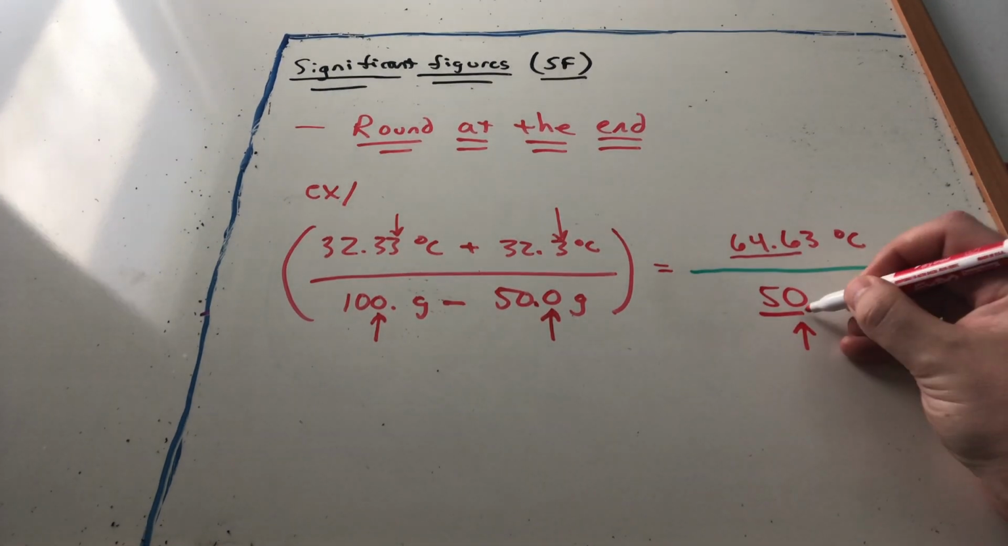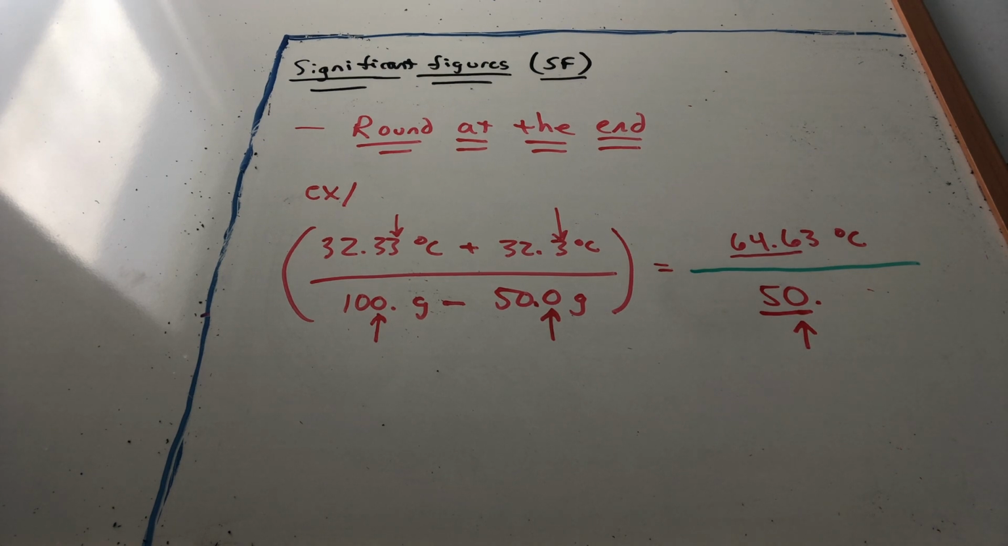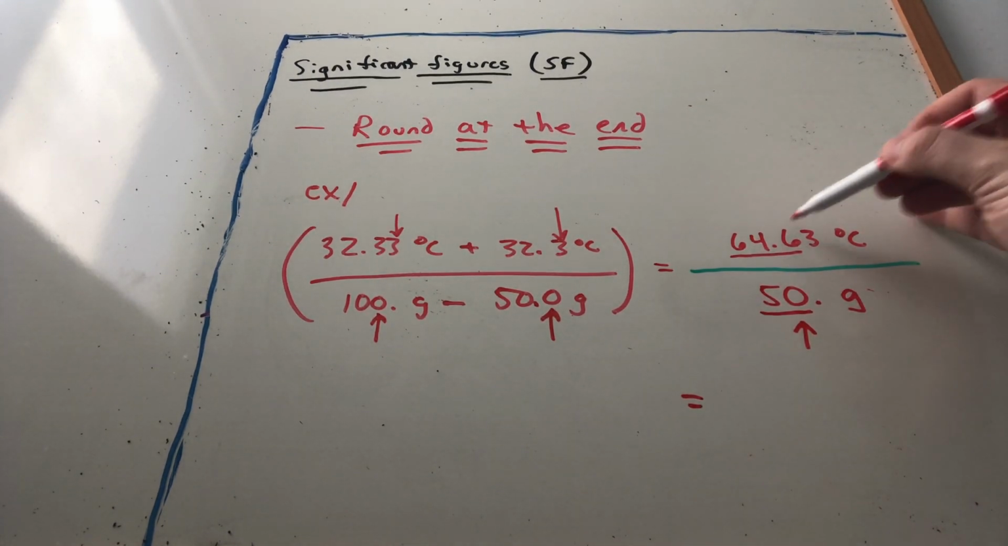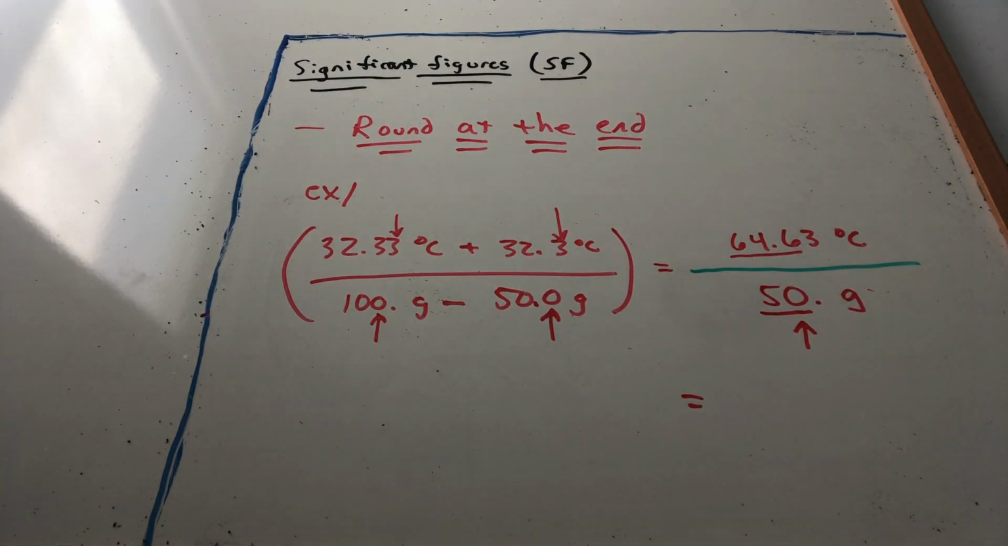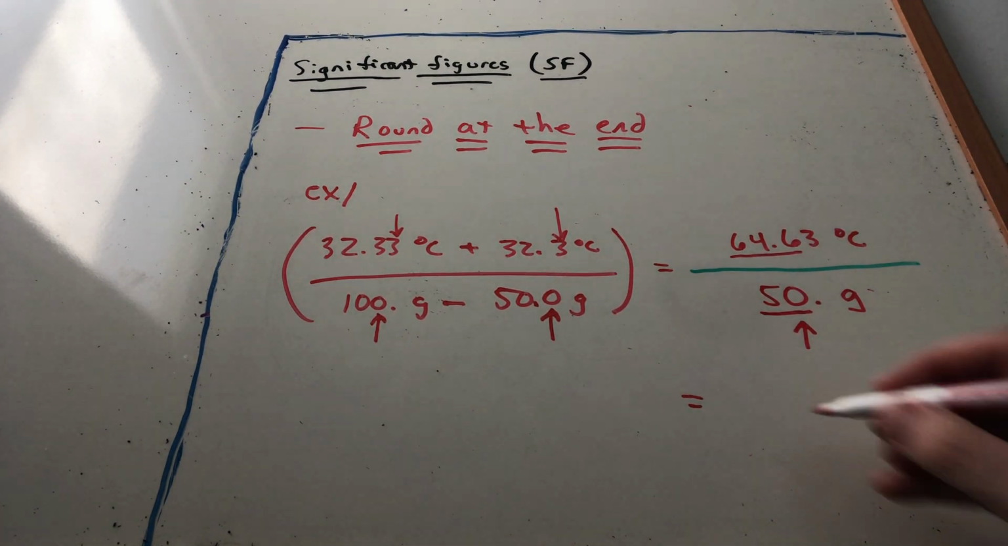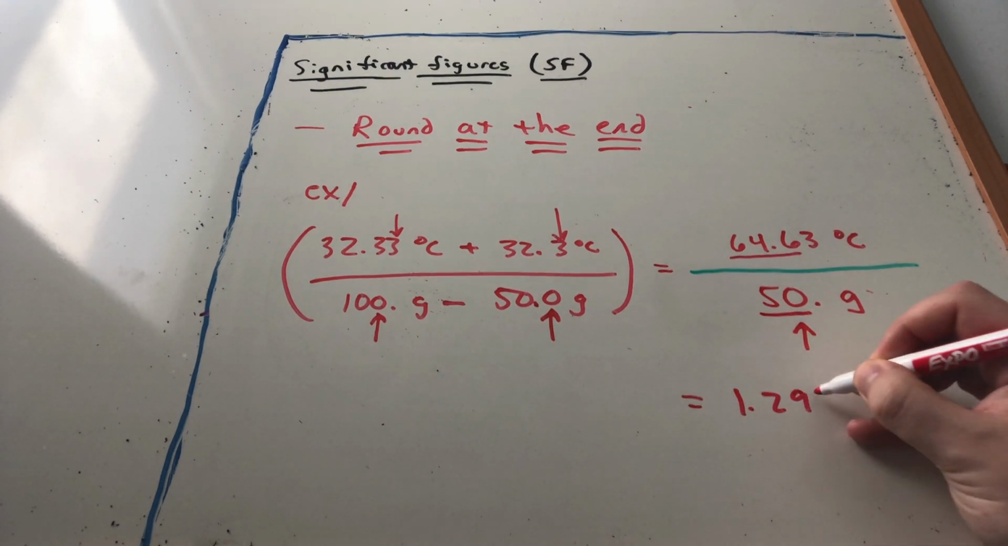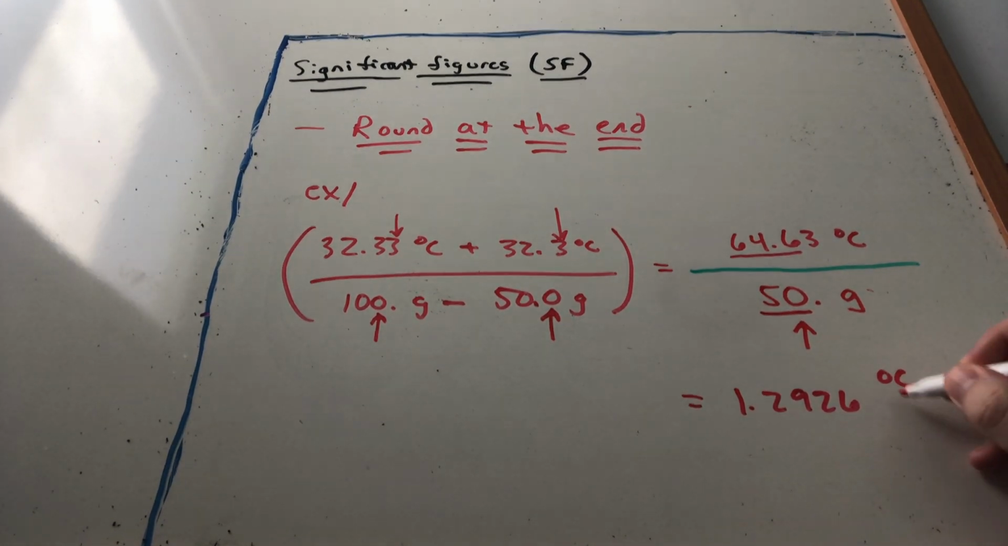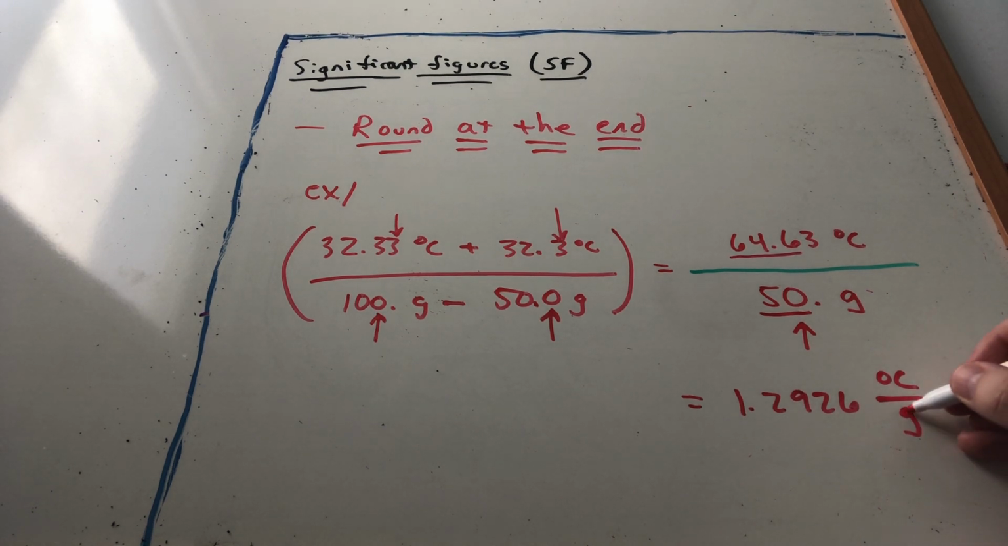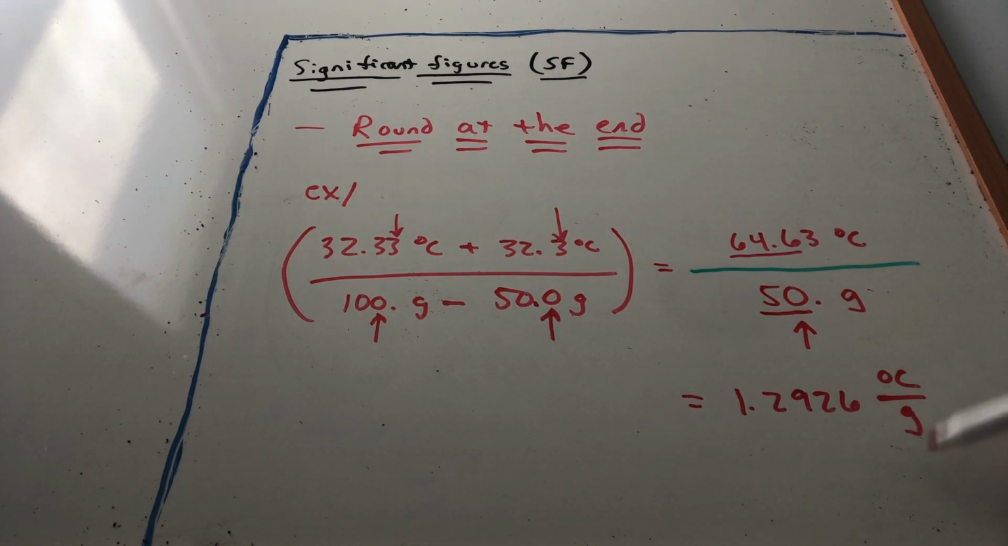Okay? So it's all about making sure we use our rules one step at a time, keeping track and only rounding at the end. So even though my calculator spits out 50, I know I really should write it as 50 point. The units come along for the ride as a variable, okay? Now my final answer I can get by taking 64.63. I use that 3, but I know that only 3 of these digits are significant. I plug that in my calculator, I divide by 50, what I get is 1.2926 degrees Celsius per gram. Those are not the same value. Those are not the same unit, so they're not going to cancel.